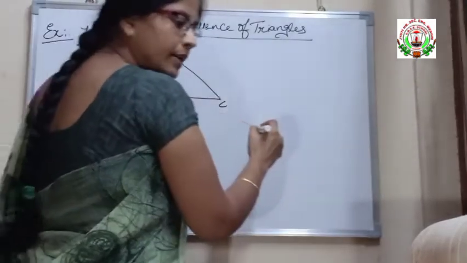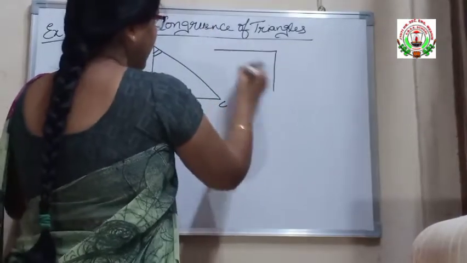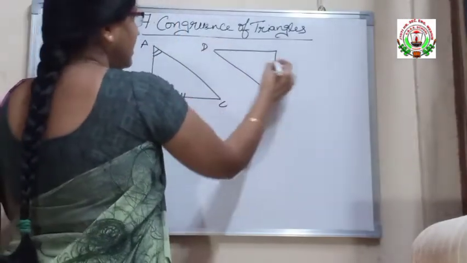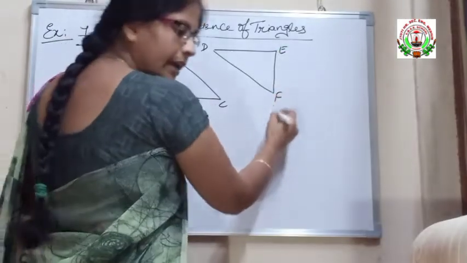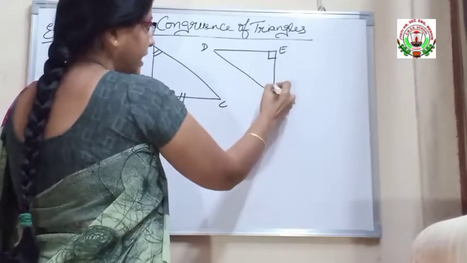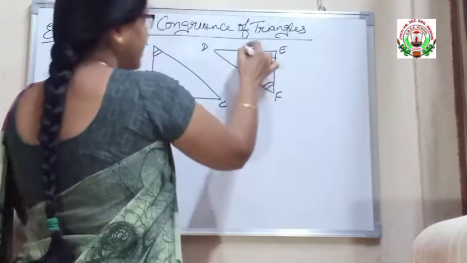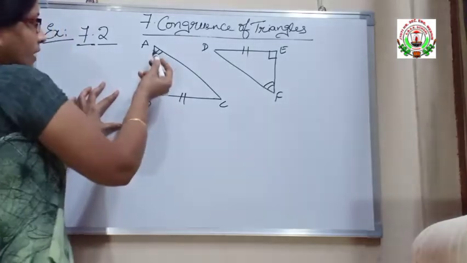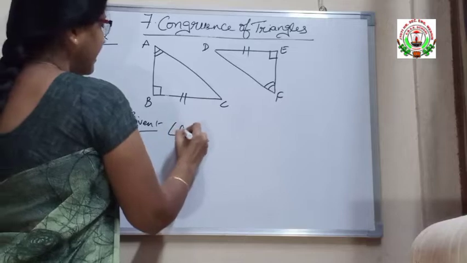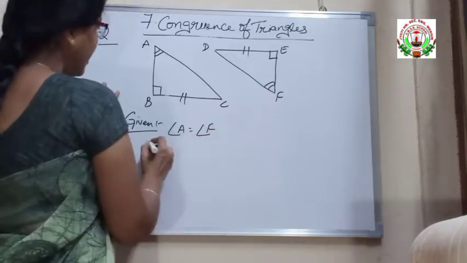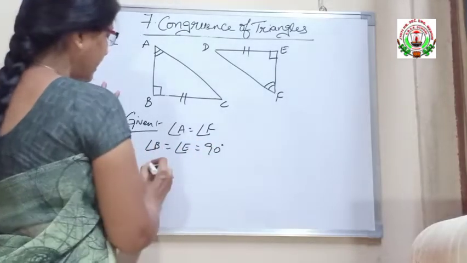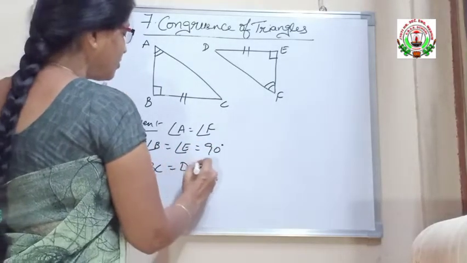Next, BC is equal. Next, one more triangle is given here, DEF. Angle E here you can see it is 90 degrees. Angle F is given and D is given. See here again angle is given. Let us write given angle A is equal to angle F. Next, angle B is equal to angle E is equal to 90 degrees. Next, BC is equal to DE.